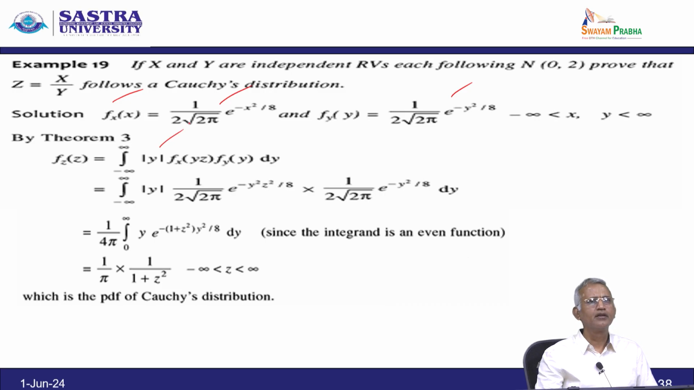So according to the theorem, we can write directly f_Z(z) is the integral from minus infinity to plus infinity of modulus of y into f_X(yz) into f_Y(y) dy. You know f_X(x) is a value, and f_Y(y) is also a known value, substitute it. So that 1 by 4 pi integral from 0 to infinity, because all are even, therefore it becomes twice the integral from 0 to infinity of y into e power minus (1 plus z square) into y square by 8 dy, and then we integrate since it is an even function. Therefore, if you integrate it, we have 1 by pi into 1 by (1 plus z square). So this is called the probability density function of the Cauchy distribution.